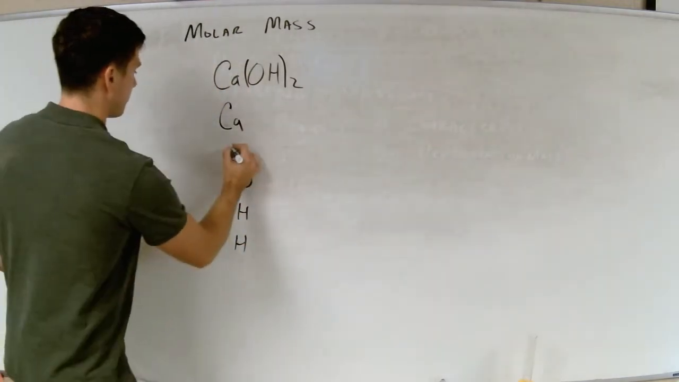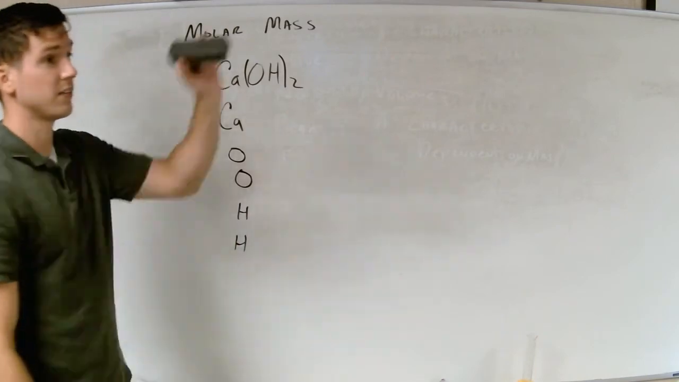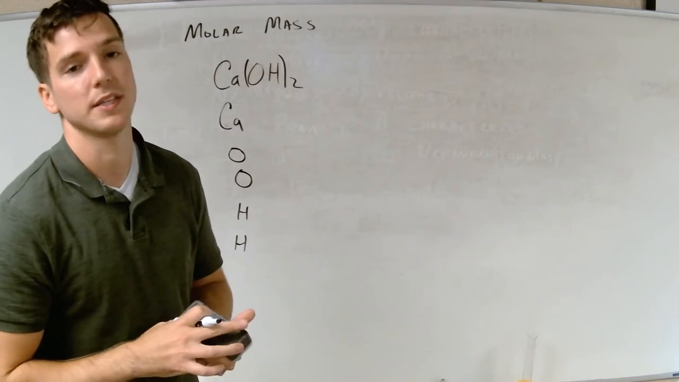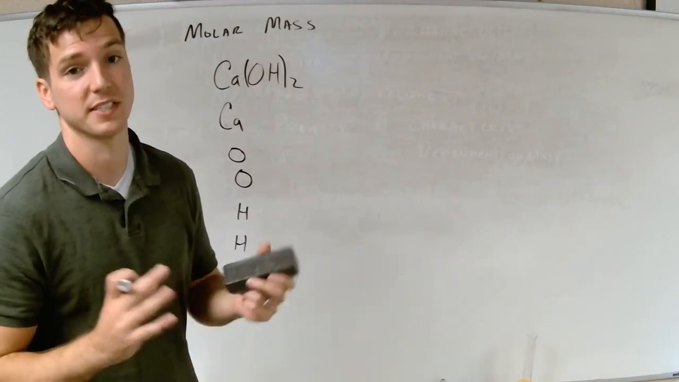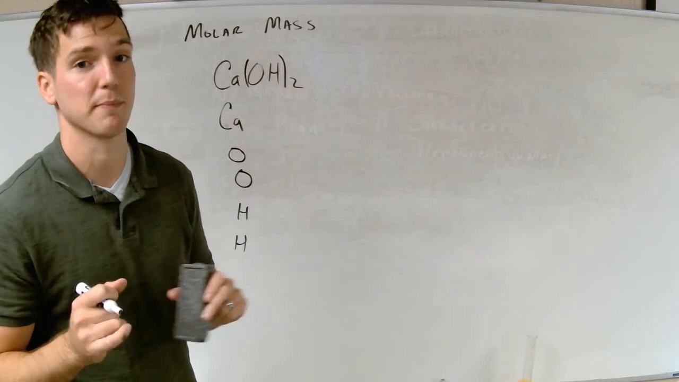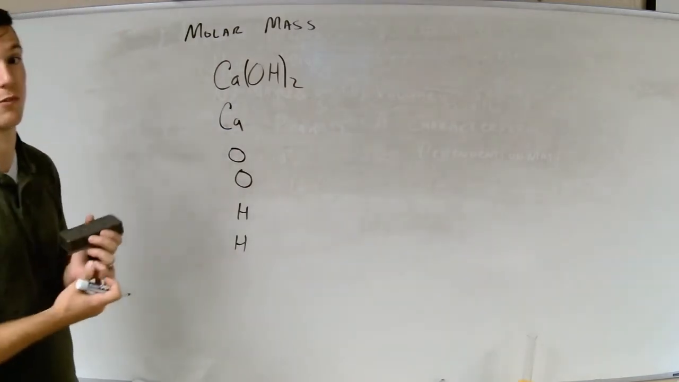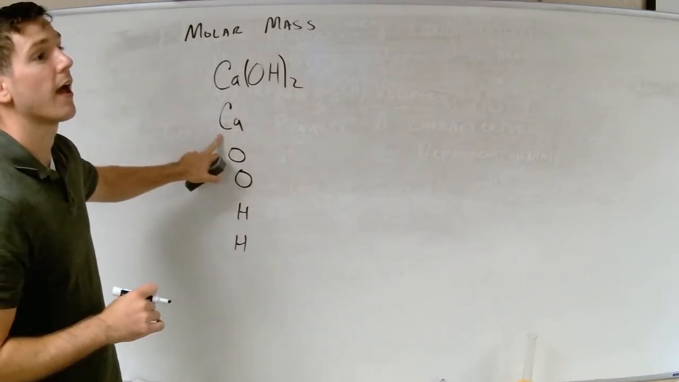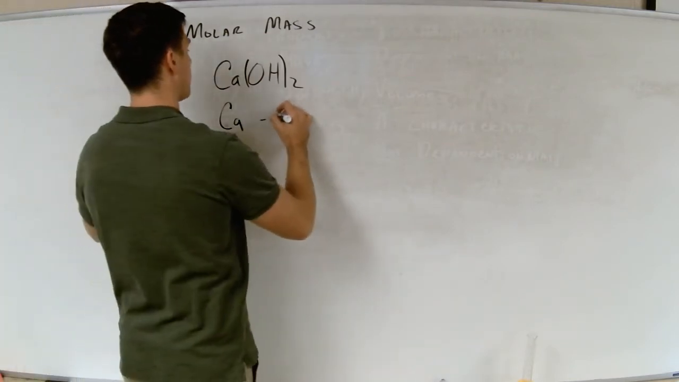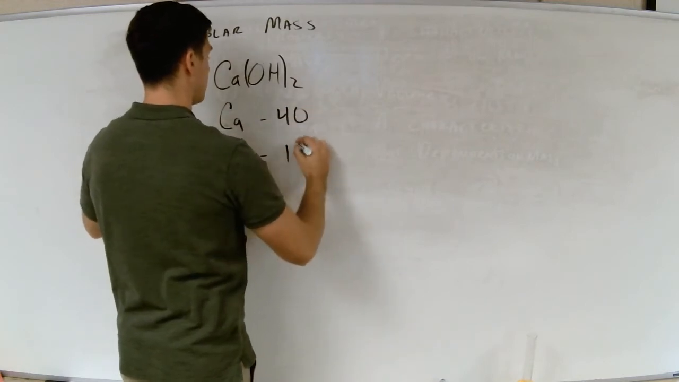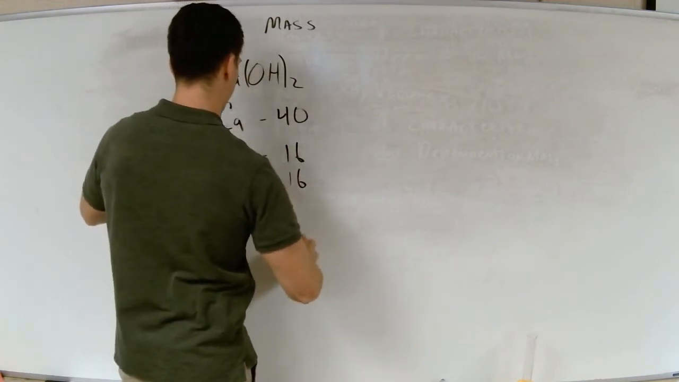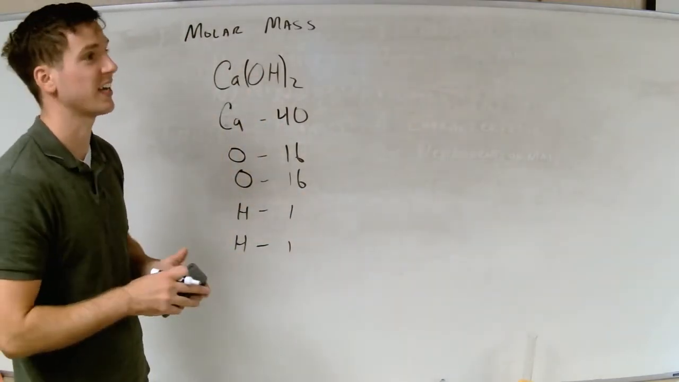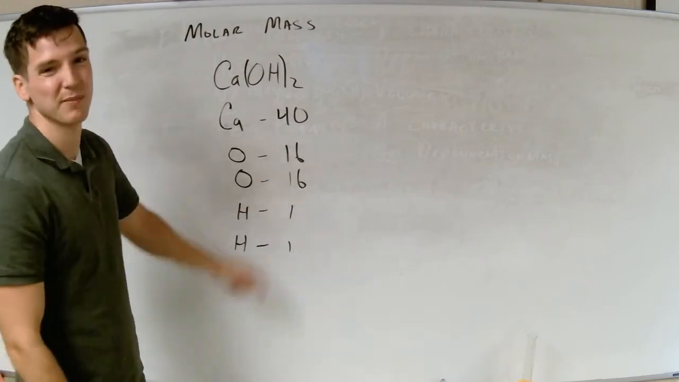Now I look at the periodic table, and I look at the number below the element. The number below the element is the molar mass, or the atomic mass, not the atomic number. It's how much one atom weighs if we had a whole mole's worth of it. For calcium, I believe it's 40 grams per mole. For oxygens, those are 16. And for hydrogens, their molar masses are 1. I'm getting these numbers by looking below the elements and just rounding. I think oxygen is 15.99, and I just rounded up to 16.